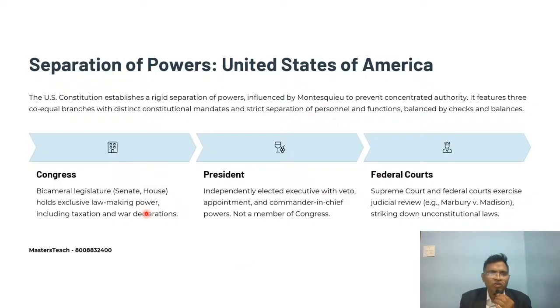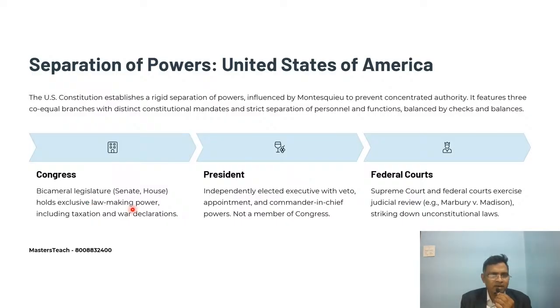The US Constitution established a rigid separation of powers, which is influenced by Montesquieu to prevent the concentration of authority. It features three equal branches with a distinct constitutional mandate, strict separation, personnel and functional balances, and checks and balances. So in the US, there is a Congress.